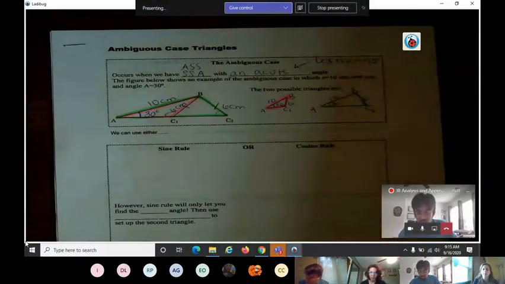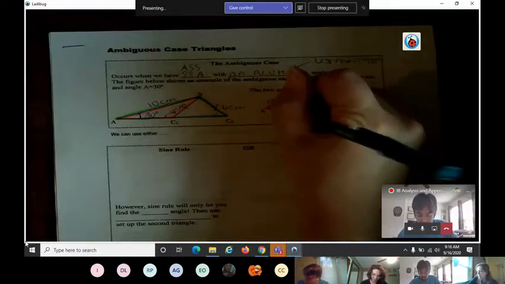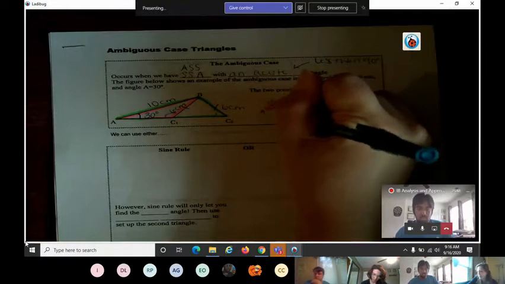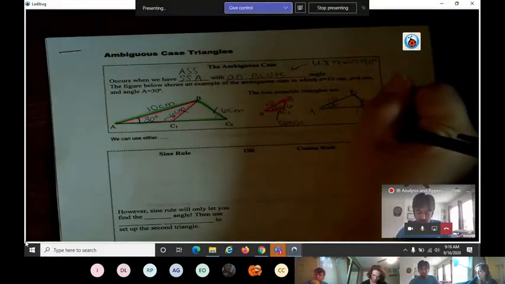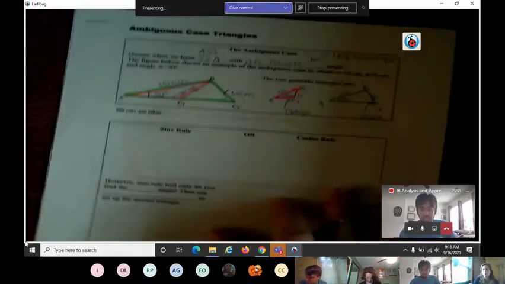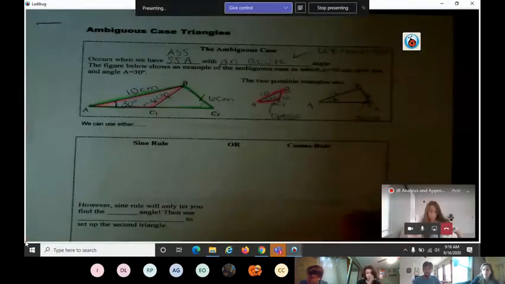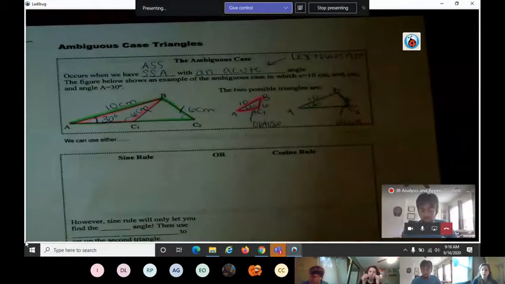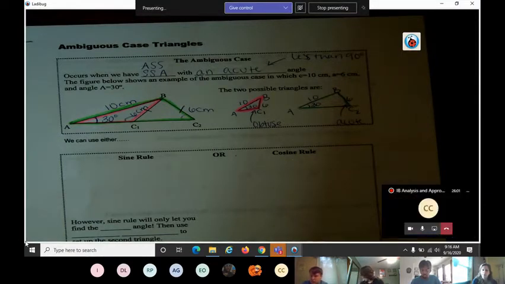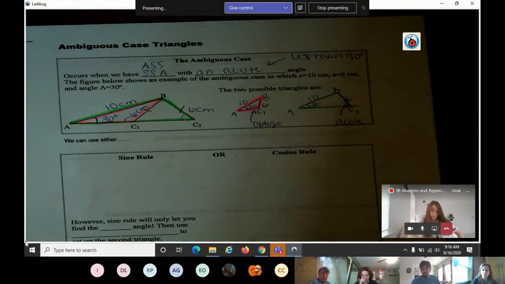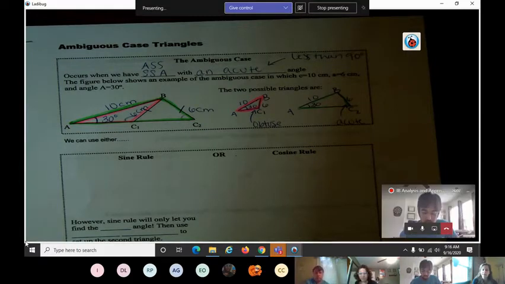Okay, questions so far? Okay, in one possible example, we have the C angle being obtuse. And in the other example, we have an acute angle. Okay, questions on that little introduction of ambiguous case triangles? Do you guys need a minute to copy this down? Yeah. Okay.